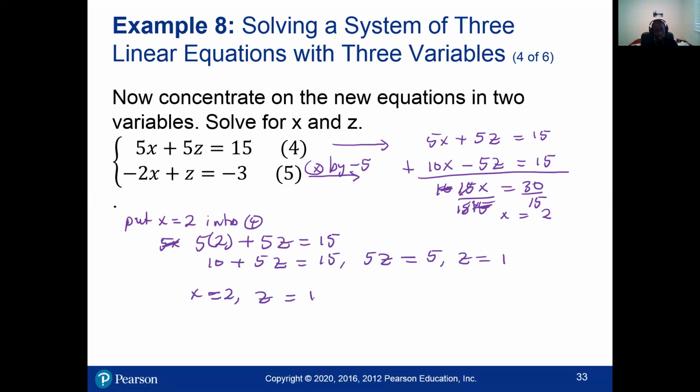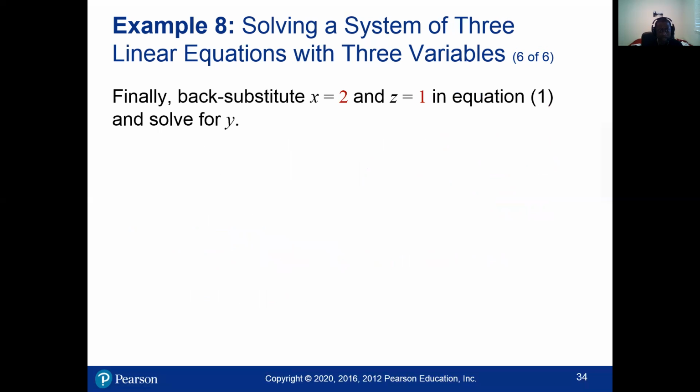1. Now, knowing these two, we go back and substitute into equation 1 and solve for y, since we know x and z. So let's go and do that. So finally, we substitute what? X is equal to 2, z equal to 1 into equation 1. Okay. And what is equation 1? This is equation 1. X minus 2y plus what? 3z equal to what? 7. So x is 2, minus 2 times y.